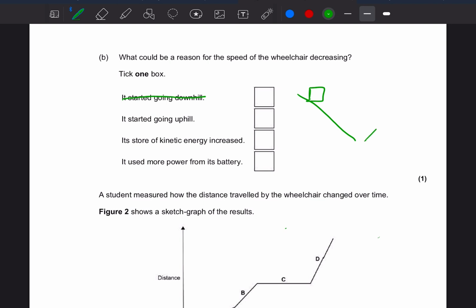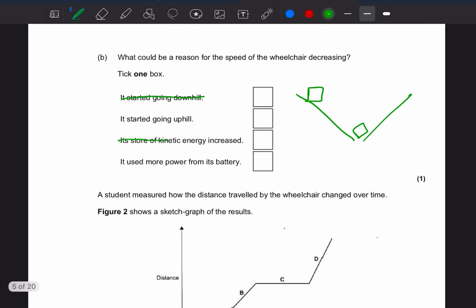Going uphill. Okay, here's our object going uphill. Well, yeah, that's going to be harder. So yeah, that's valid. Its store of kinetic energy increased. Well, the amount of movement energy it has gets more. No, if it's slowing down, that wouldn't be the case. So we get rid of that one.